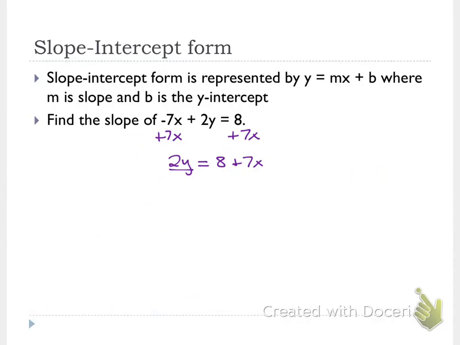There's a 2 in front of the y, so let's divide this by 2. y equals 8 plus 7 over 2 x. And even though this isn't y equals mx plus b, it's y equals b plus mx, it doesn't matter what order the right side is in. What matters is this: that is our slope, because it's in front of the x. It's what the x is multiplied by. That is your slope.